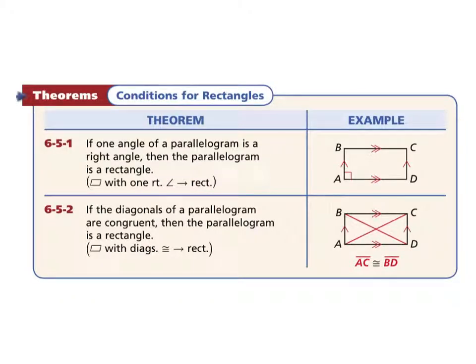So by using these two theorems here, we can prove something is a rectangle. So let's look at this. Now notice that both of these start off with the hypothesis that we have a parallelogram. That's important. So you have to know first that it's a parallelogram, not that it's a quadrilateral. So if you have a parallelogram and you have one right angle, then that's a rectangle. If you have a parallelogram with diagonals that are congruent, then it's a rectangle.